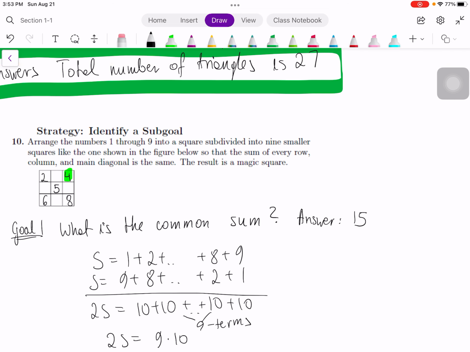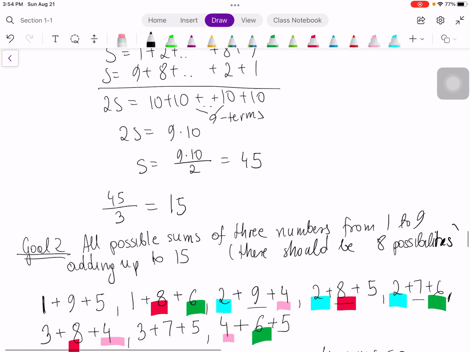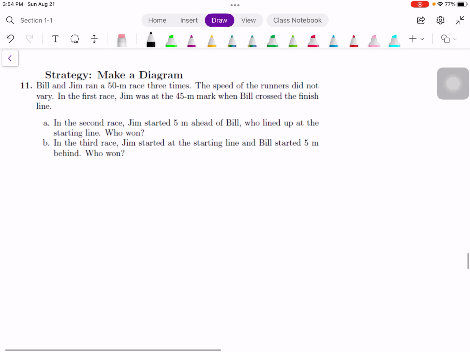Okay, but now, of course, I can also fill in the gaps. 2 plus 4 is 6, so to add up to 15, that needs to be 9. 9 plus 5 is 14, so that has to be 1. And 2 plus 6 is 8, so this has to be 7. And 4 plus 8 is 12, or 7 plus 5 is 12, so that needs to be 3. And notice all the numbers 1, 2, 3, 4, 5, 6, 7, 8, 9 are there, and all the sums are 15 as needed. Okay?